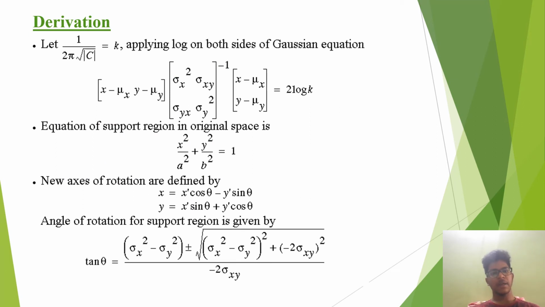Derivation. Let 1 by 2 pi root mod C be equal to k. Applying log on both sides of the Gaussian equation, the equation of the support region in the original space is x square by a square plus y square by b square equal to 1. New axes of rotation are defined by x is equal to x dash cos theta minus y dash sin theta, y is equal to x dash sin theta plus y dash cos theta.